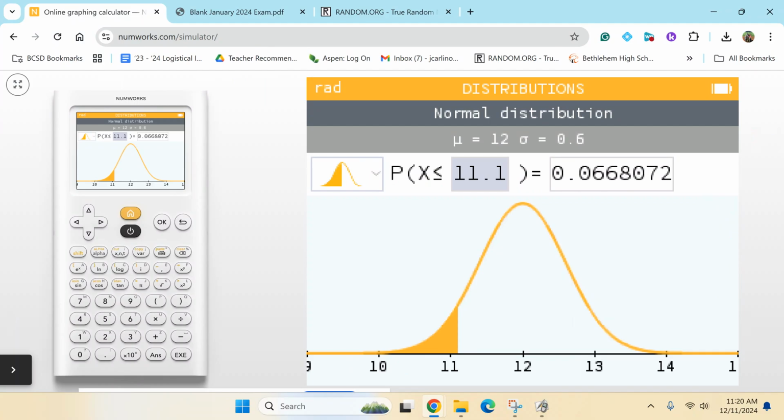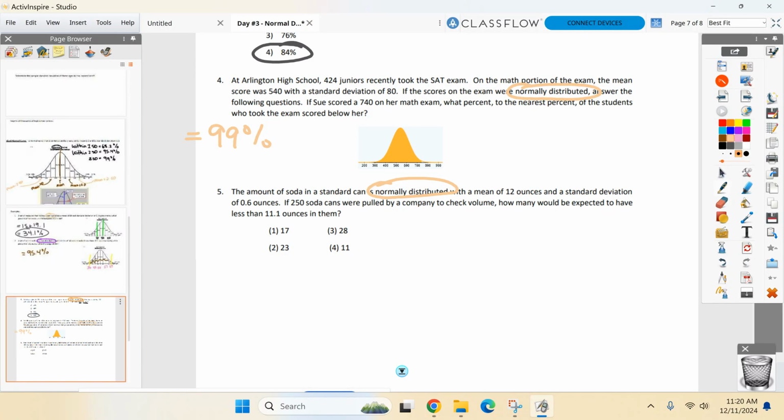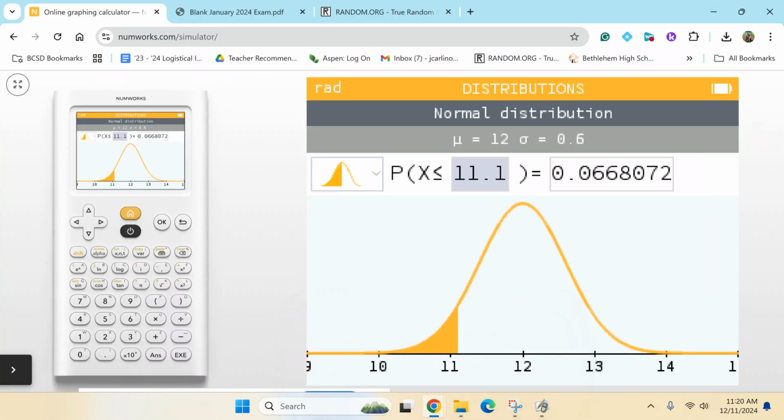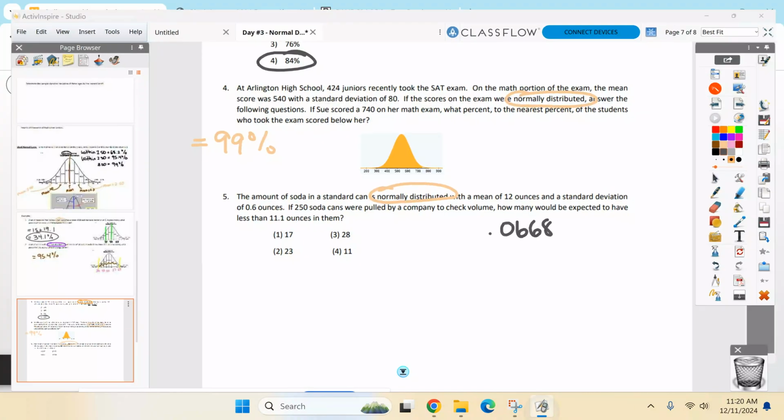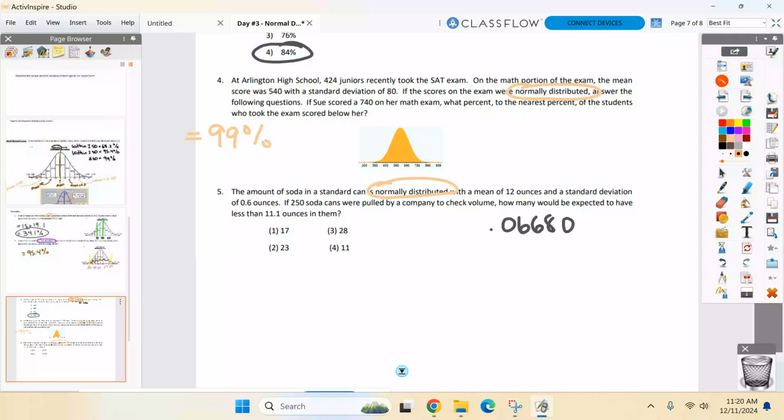But watch what you can do here. What would you do here? Don't write anything down. I want to show you a trick on the calculator. 0.0668072. What do I need to do with this and the 250 to find how many cans total? I would have to multiply it, right? That's what I need you to do.